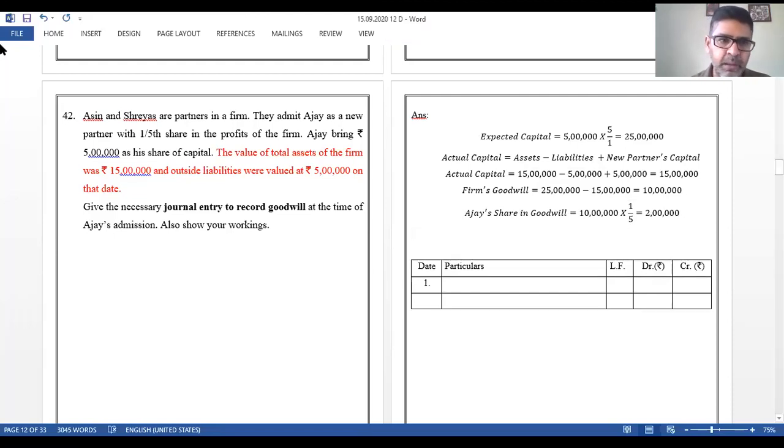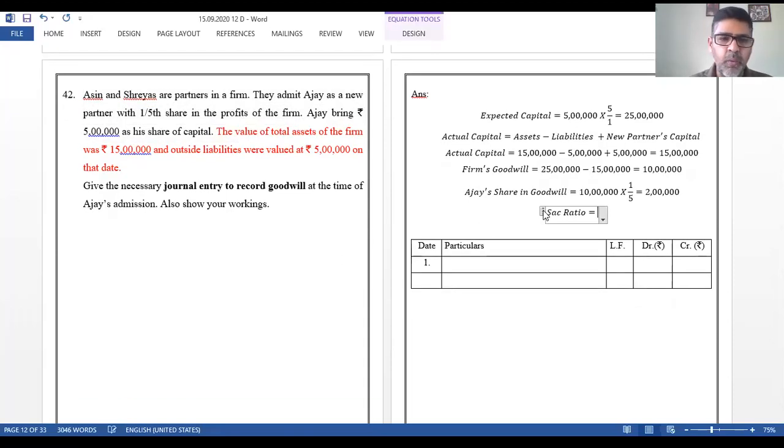Now over here again the old ratio is not given, so we have assumed it as equal. Regarding sacrificing also, there is no hint at all. What will be the sacrificing ratio of Asim and Shreyas? Equal. The reason is the old ratio. We have to take the sacrificing ratio as the old ratio if there is no information at all. And the case is very clear, the old ratio itself is not given, so we have assumed it as equal, so the sacrificing ratio is also taken as equal.